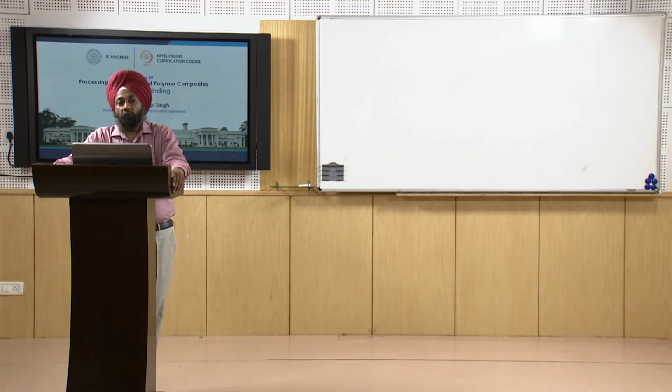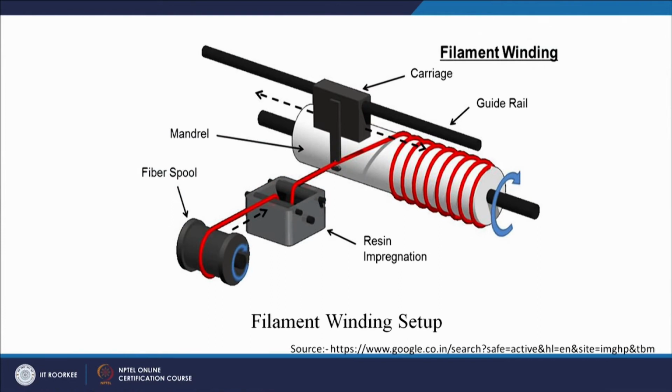I think this is the most simplistic type of schematic which can explain the filament winding process, available at the Google Images. Here we can see this is a fiber spool which will have the fibers. One red fiber is shown just to explain the process. This is the first movement, the dotted arrow shows the movement of the fiber. So the fiber will get a rotation.